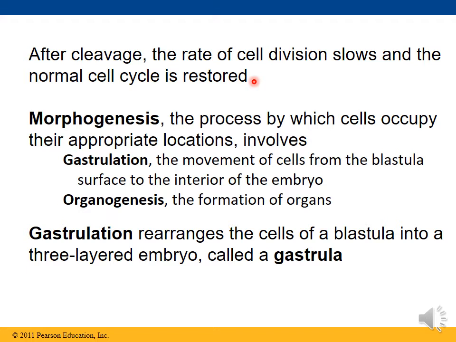Morphogenesis occurs in this stage. Morphogenesis is the process by which cells occupy their appropriate locations. It involves gastrulation, which means the movement of cells from the blastula surface to the interior of the embryo. Also, organogenesis is the formation of organs. So gastrulation means rearrangement of the cells of the blastula into the 3-layered embryo called the gastrula.